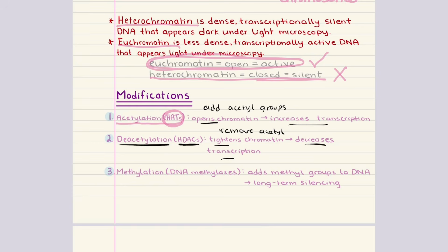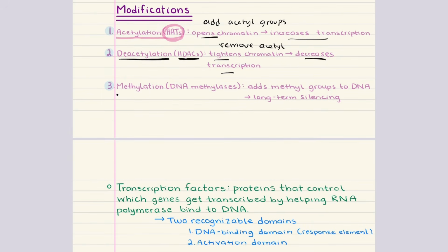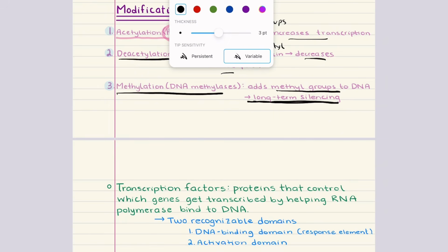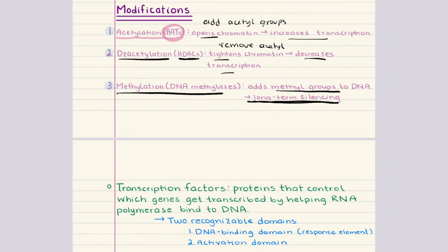Another way gene expression is regulated is through DNA methylation. DNA methyltransferases add methyl groups directly to DNA, and this will typically lead to long-term gene silencing by preventing transcription factors from binding or by recruiting proteins that make the chromatin more compact.